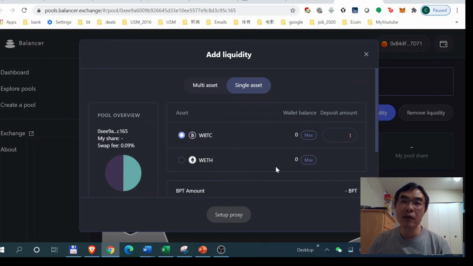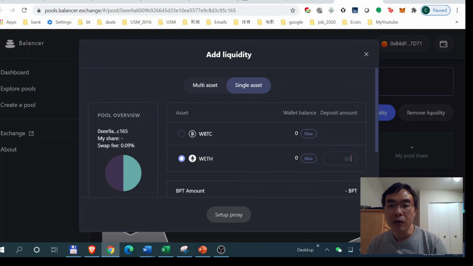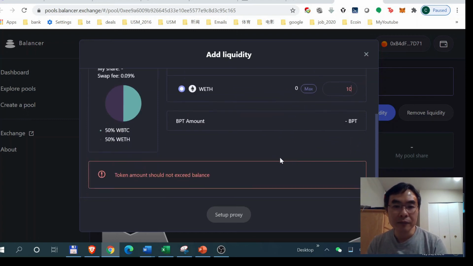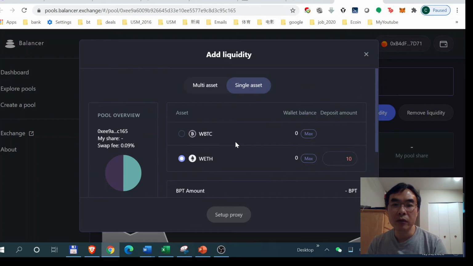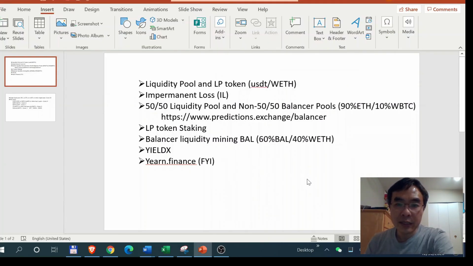This is convenient because sometimes, for example, if you just transferred 10 Ether from your Coinbase account and you don't want to go to the trouble of exchanging Ether into Bitcoin first and then depositing, using this single asset, you can just put in the 10 Ether right here, and then Balancer will do the rest for you. So it's pretty convenient and I like it. And then you just click add liquidity here after you agree to let Balancer use your Bitcoin and Ether. And this is basically the process of adding liquidity to Balancer pools. So basically that is how you do liquidity mining on Balancer.